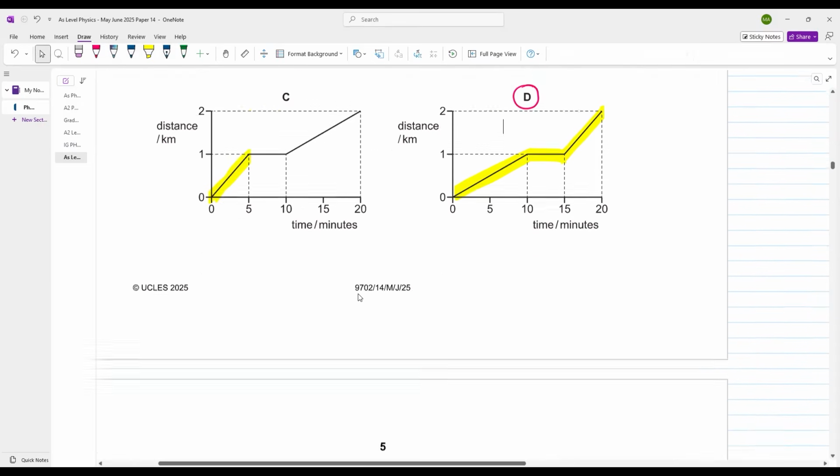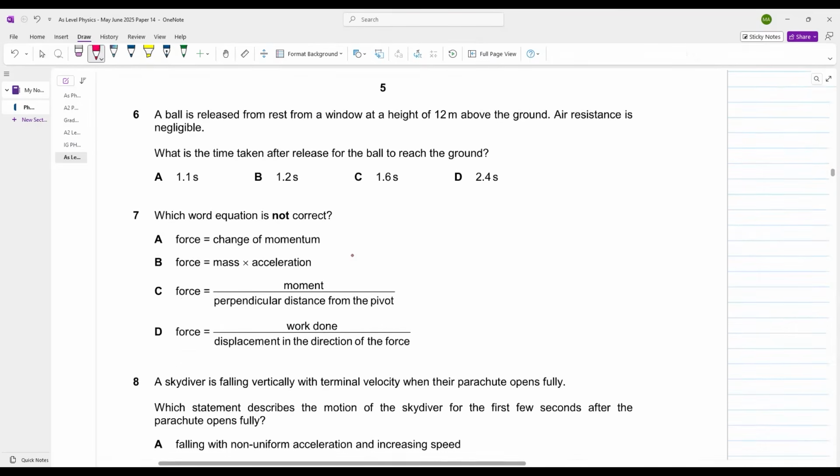ठीक है. अच्छा, let's see this. A ball is released from rest, that means initial velocity is 0. The height is 12, s is 12. Air resistance is negligible, that means acceleration is 9.81 ms minus 2. You have to calculate the time to reach the ground.